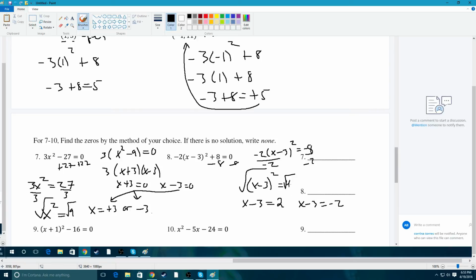The reason why you get two answers from a square root is 2 times 2 gives you 4, and negative 2 times negative 2 gives you 4. So you should always get two answers with square roots. Add 3 to both sides, you get x equals 5. Add 3 to both sides, x equals 1. So there are your two answers for question 8.